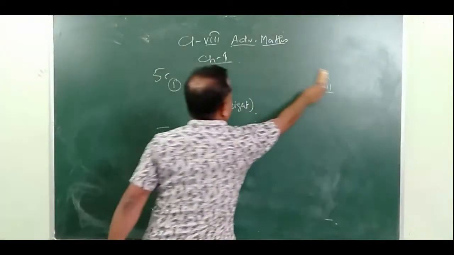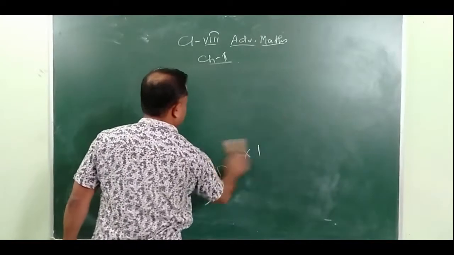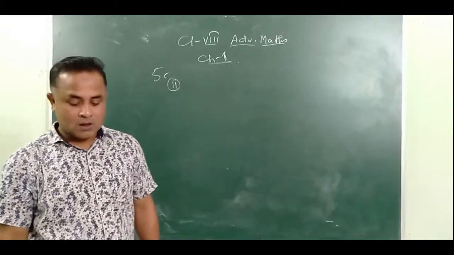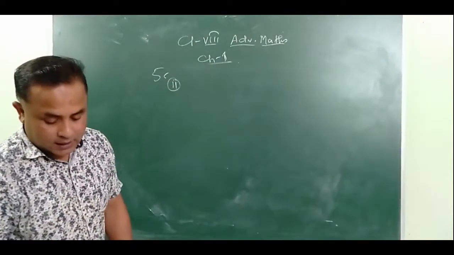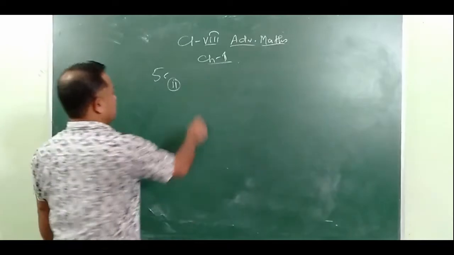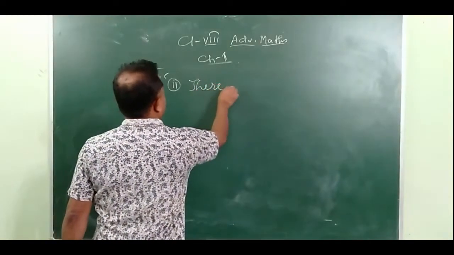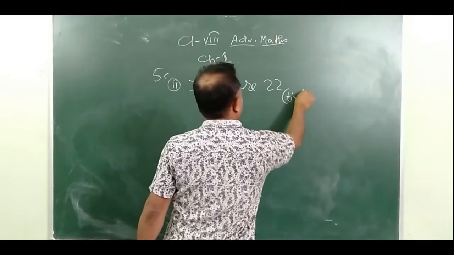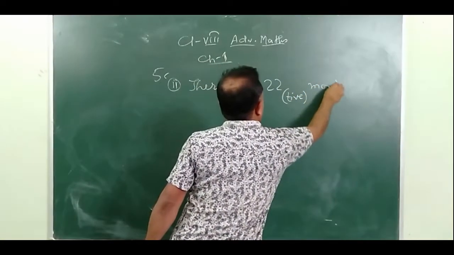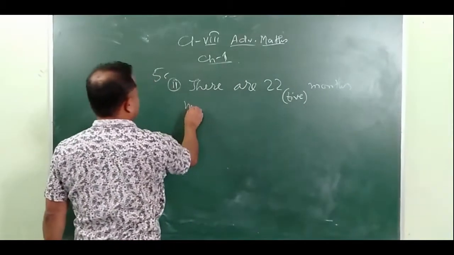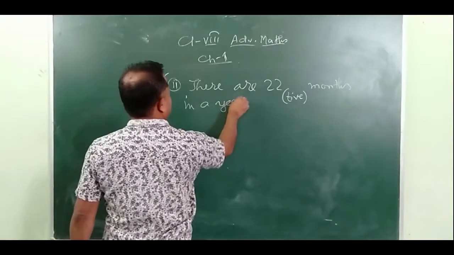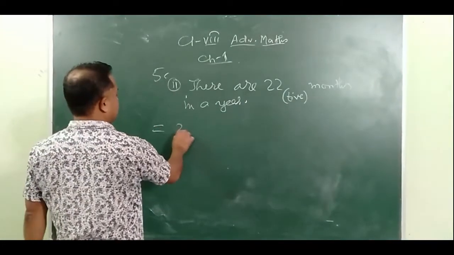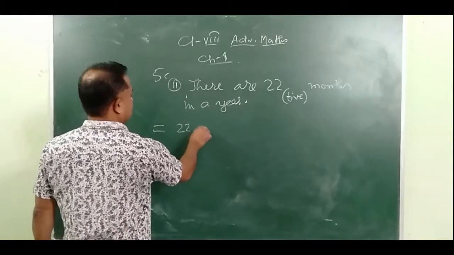Now let's see the next. That is question number 2. There are 22 months in a year. There are 22 to the base 5 months in a year. How will we solve? Same as before.